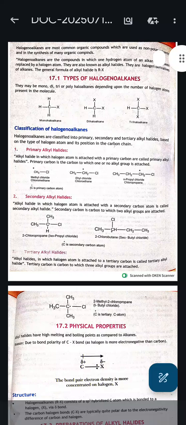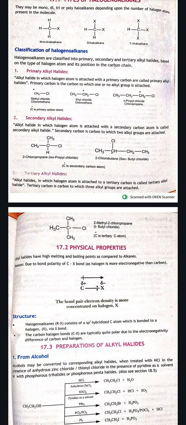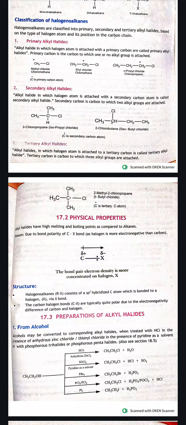Like we have primary alkyl halide. In this, the halogen atom is attached to the primary carbon, like methyl chloride, ethyl chloride and n-propyl chloride. Secondary alkyl halide is that in which halogen is attached to the secondary carbon atom. Like we have 2-chloropropane. In this, the chlorine is present on carbon number 2, the secondary carbon. In 2-chlorobutane, the chlorine is also attached to the secondary carbon.